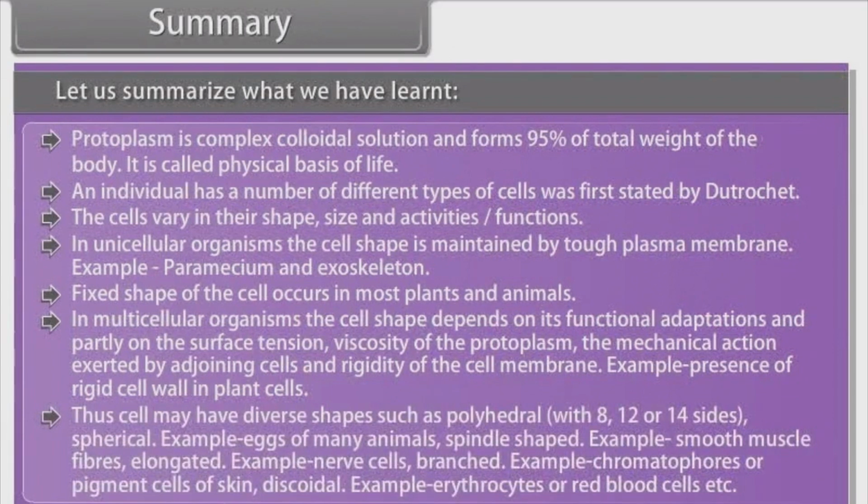Thus, cell may have diverse shapes such as polyhedral with 8, 12 or 14 sides, spherical, example, eggs of many animals, spindle-shaped, example, smooth muscle fibers, elongated, example, nerve cells, branched, example, chromatophores or pigment cells of skin, discoidal, example, erythrocytes or red blood cells, etc.